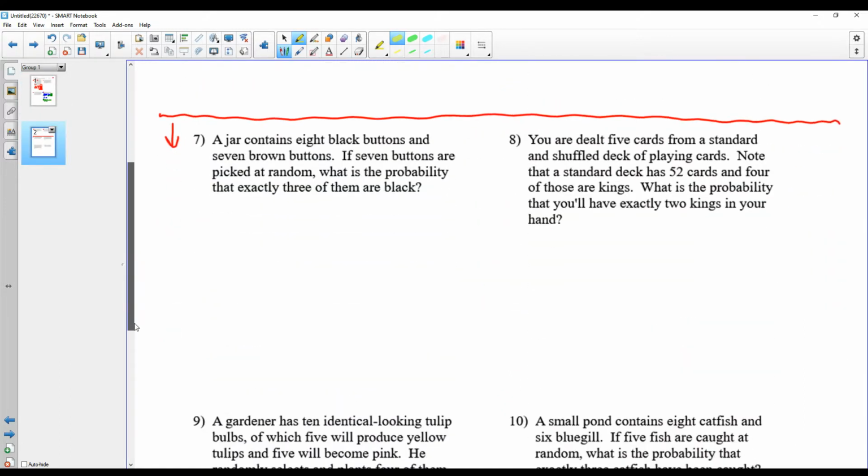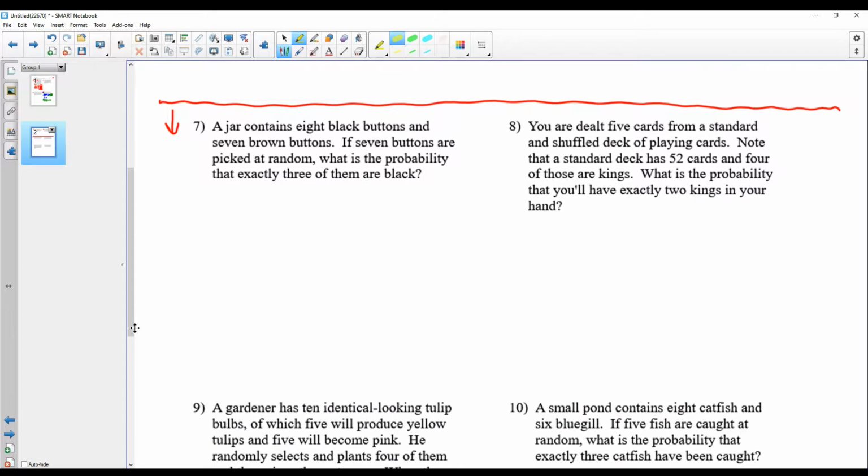Whereas on this problem, a jar contains 8 black buttons and 7 brown buttons. So already we can clearly see that it's not a 50-50 chance anymore because they're different. 8 black and 7 brown. If 7 buttons are picked at random, what is the probability that exactly 3 of them are black?